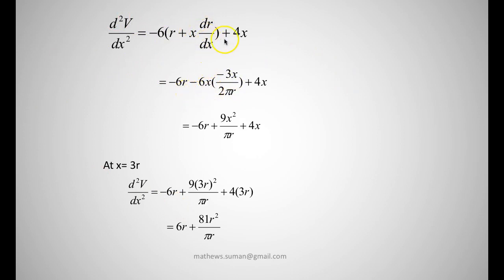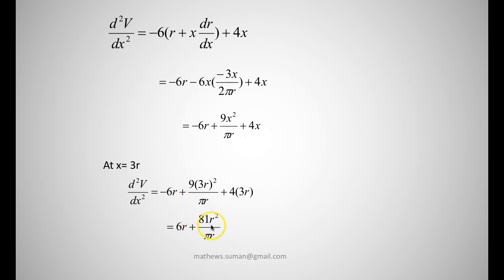Now we have already calculated the value of dr by dx as minus 3x by 2 pi r. So we get minus 6r plus 9x squared by pi r when you simplify this, plus 4x. At x equal to 3r, d2V by dx squared would be minus 6r plus 9 into 3r the whole squared by pi r plus 4 into 3r.